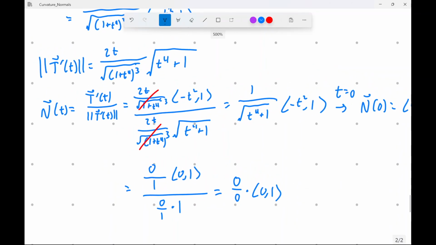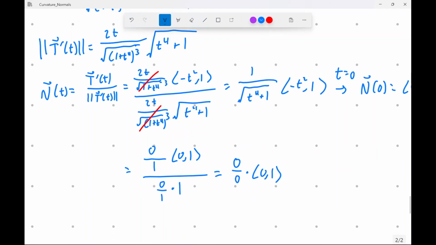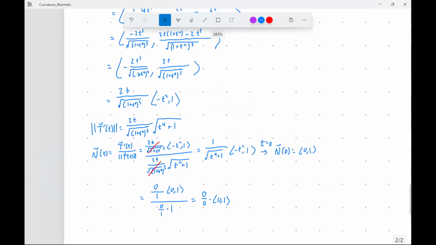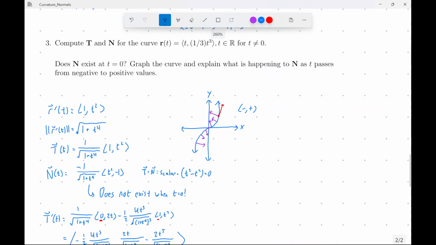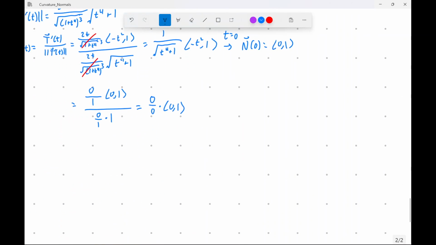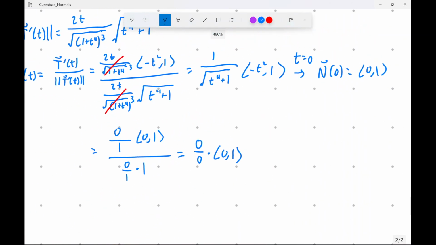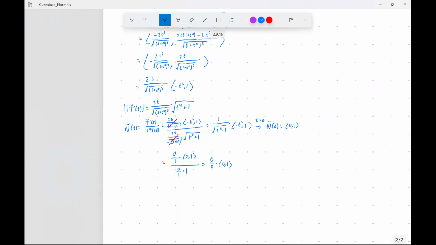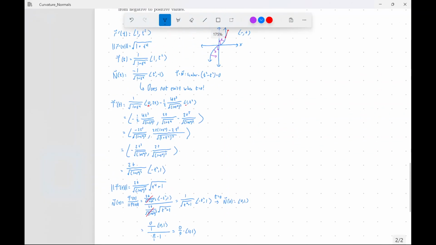And so we can't actually cancel these two out when t is 0 because 0 over 0 is undefined. It's an indeterminate form, even. So we can't even find the limit. And so that's why the normal vector doesn't exist at 0. It's because this step, this red cancellation, was actually invalid if t is equal to 0. You don't really need to know that for a quiz or exam, though. Again, that's more complicated than anything we would ask you.